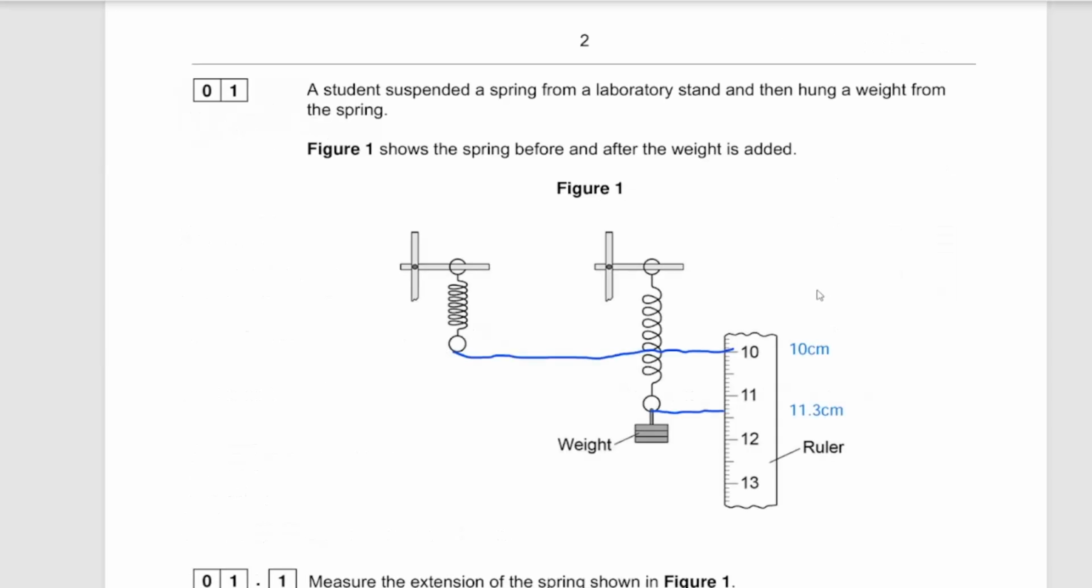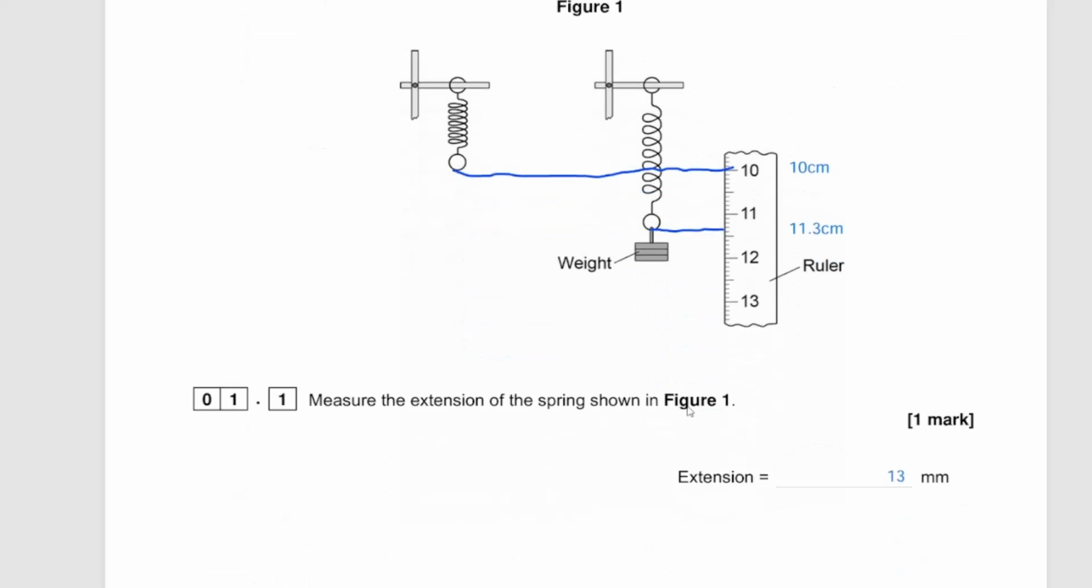Now, jumping right in. Question 1, a student suspended a spring from a laboratory stand and then hung a weight from the spring, with figure 1 showing the spring before and after the weight was added. And we're asked to measure the extension of the spring shown in figure 1. Now if you draw a line across, obviously use a ruler in the actual exam, you can see that before the weight is added, it's 10 centimeters long, and after the weight is added, it's 11.3 centimeters long, which means the extension, you just minus 10 from 11.3, and you get 13 millimeters or 1.3 centimeters.